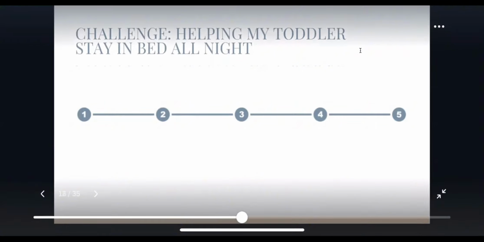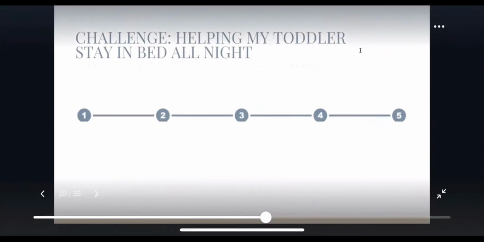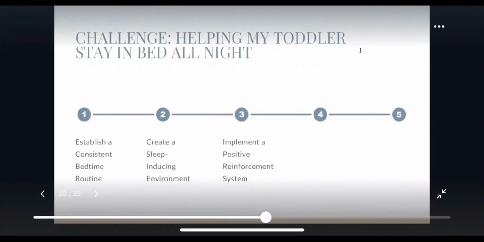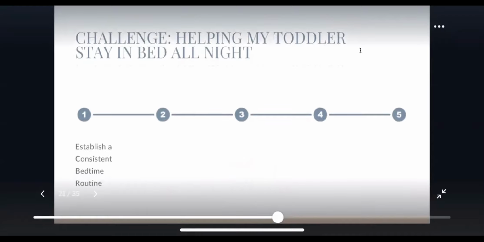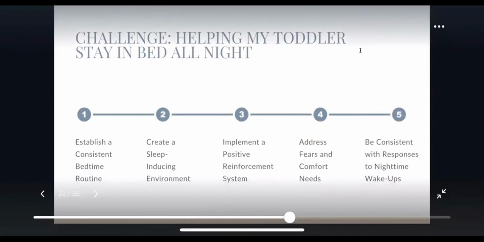So I put some examples. For example, you say, okay, the first thing we need to do is establish a consistent bedtime routine. Then we're going to create a sleep-inducing environment. Next, we're going to implement a positive reinforcement system. Next, we're going to address fears and comfort needs. And then finally, we're going to be consistent with responses to nighttime and wake up. So this would be your 5-step plan. So I want you to do this for the problem of your ideal client. What are the 5 steps that you would do if you would work one-on-one with them to fix that problem?